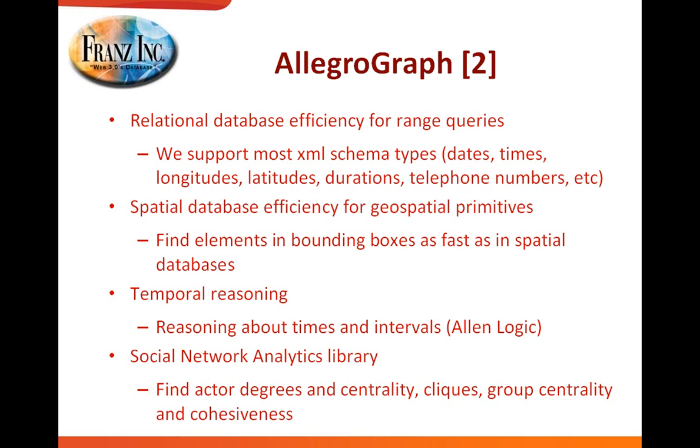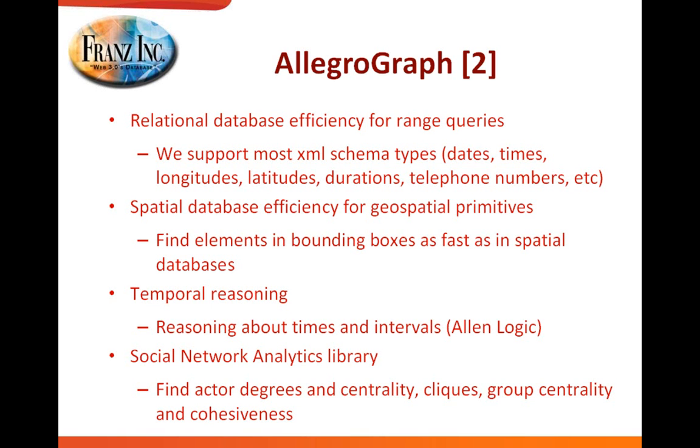We have a storage engine where we index everything, but numeric values are stored in a sorted order. So our range queries are just as efficient as relational databases. And given that we have that efficiency, we also can do geospatial primitives in our triple store, and we can reason about time. And at the end of this presentation, I'll go a little bit deeper into that. And then finally, what we saw is that many people actually want to use this for social network analytics. So we provided a whole library on top of the triple store.